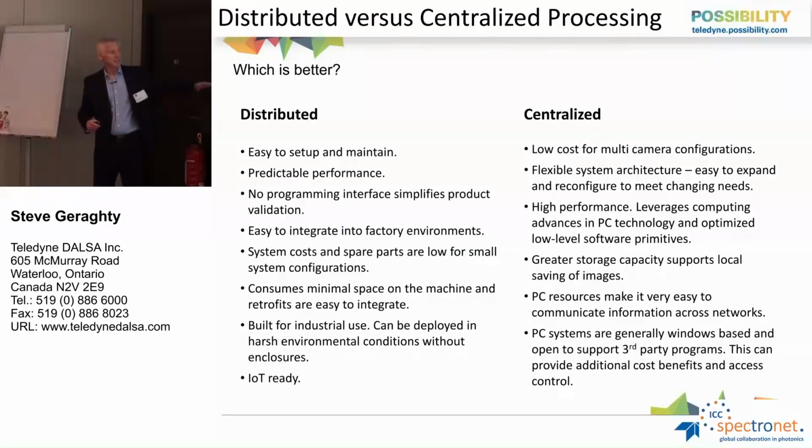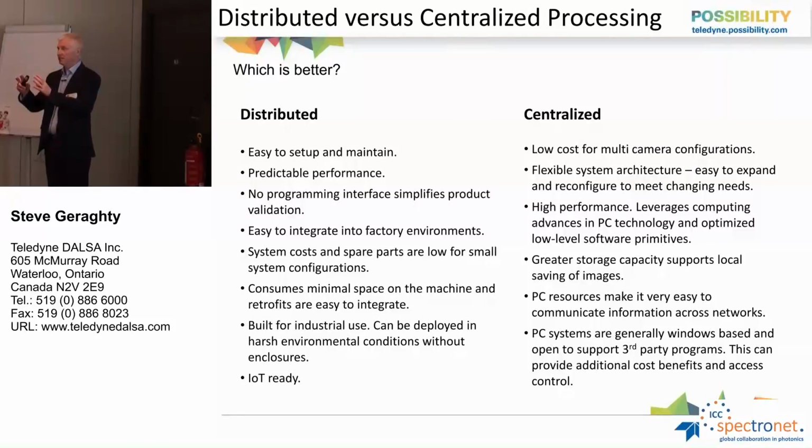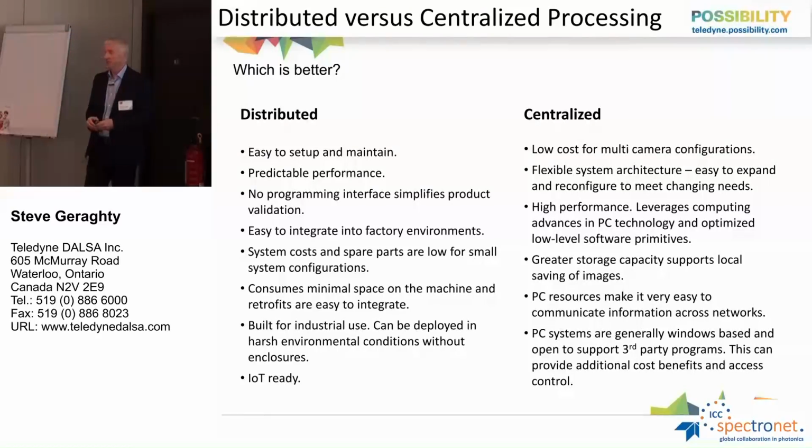This is a little wordy, so I'm not going to spend much time on here, but there are certain advantages of using distributed technology. Generally, they are easier to integrate, easier to set up, and easier to support, right? Because you're only looking at one particular thing. So if you have lots of cameras on a line and you need to change one function, you just touch one camera and then you're done, right?